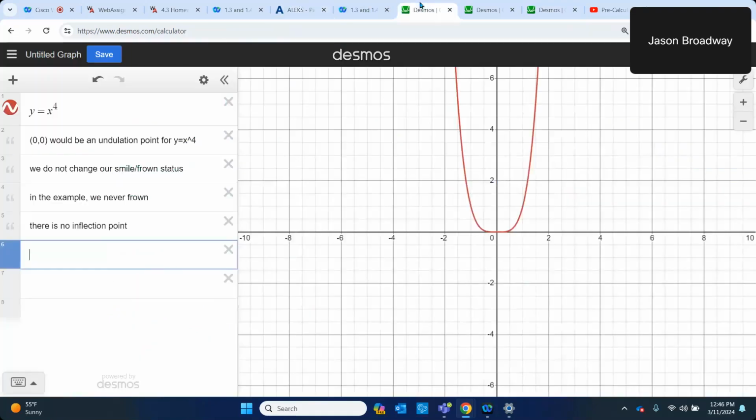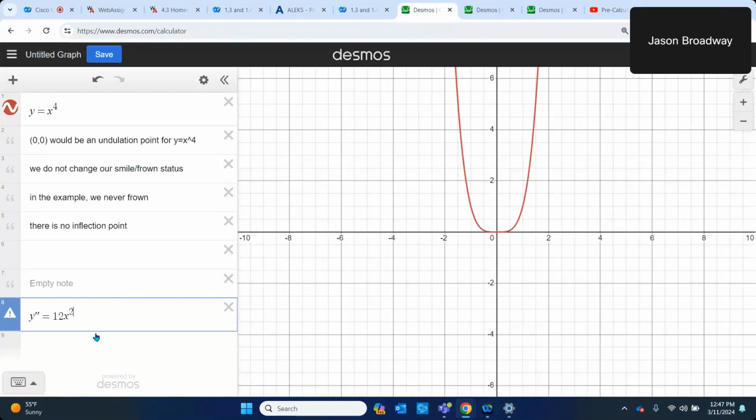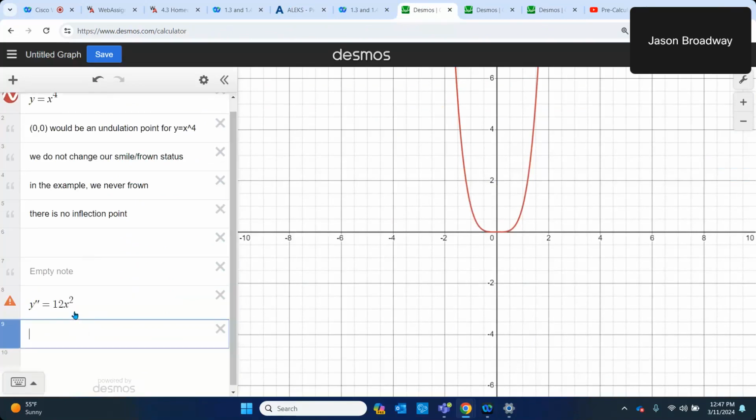So let me just come on back. Hope that helped. Now y equals x to the fourth. This is undulation, right? If you do the second derivative, you'll get y double prime equals what? 4 times 3 is 12x squared. And you can tell to the immediate left and right, because of that square power, you'll stay positive. So this is all day undulation, right?